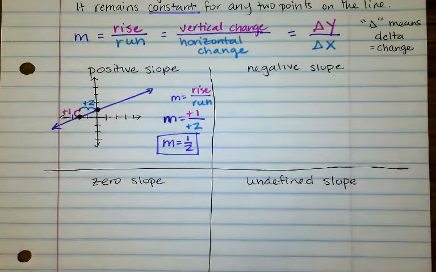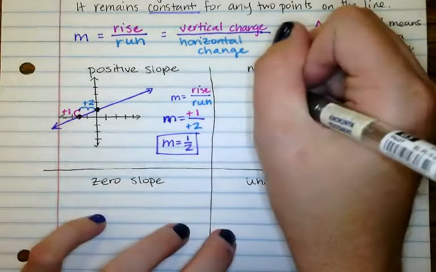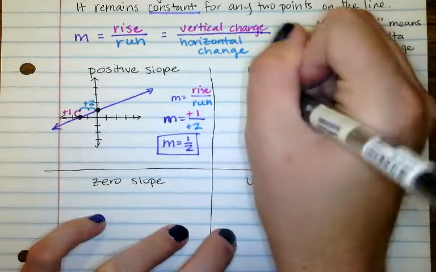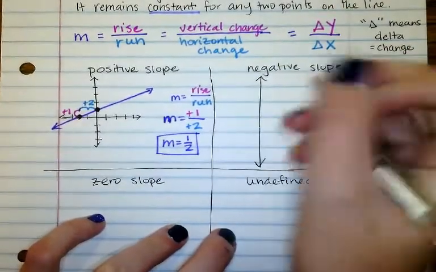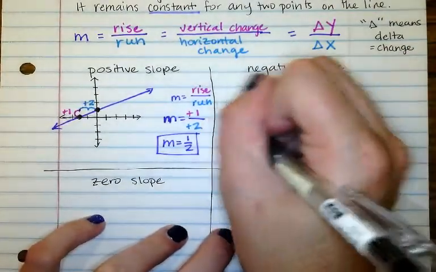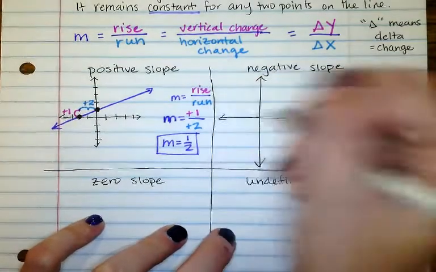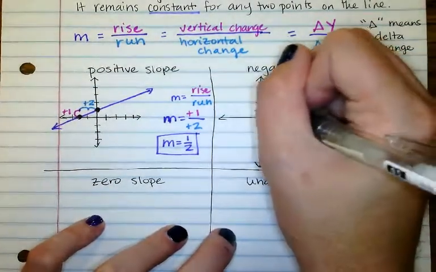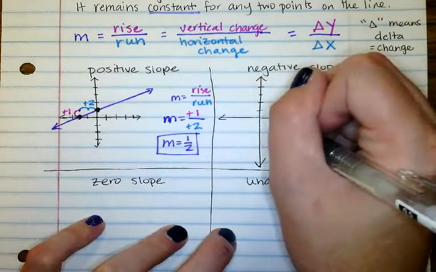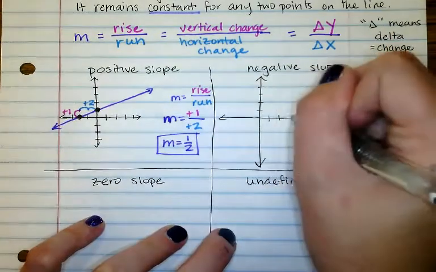All right. My negative slope is going to look a little bit different. So I'm going to draw a lovely little graph for you guys. Okay. So let's see here. 1, 2, 3, 4. 1, 2, 3, 4.